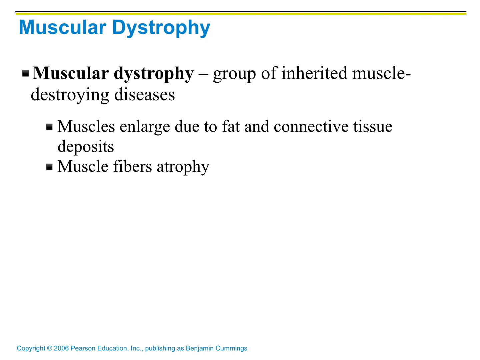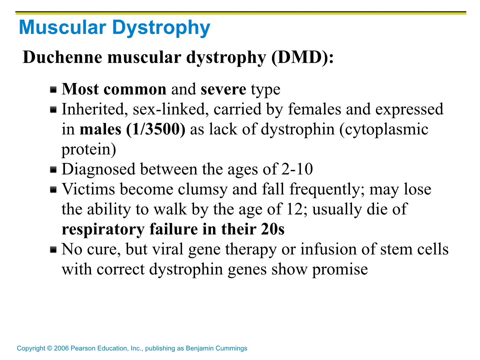Muscular dystrophy is a disorder. It's actually a group of inherited muscle-destroying diseases. And the muscles get larger, but it's due to fat and connective tissue deposits. The actual muscle fibers themselves will atrophy. The most common type of muscular dystrophy is Duchenne muscular dystrophy. It's both the most common and most severe type.